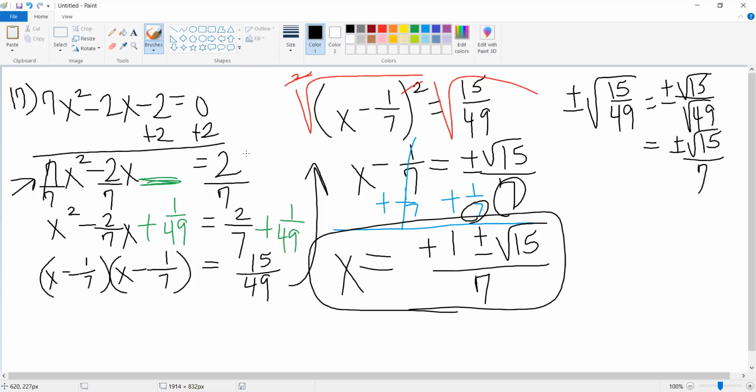Again, I don't mind you using other methods. If you wanted to use the quadratic formula, that's fine. Let's look at the next question.